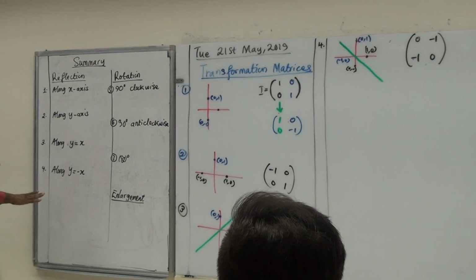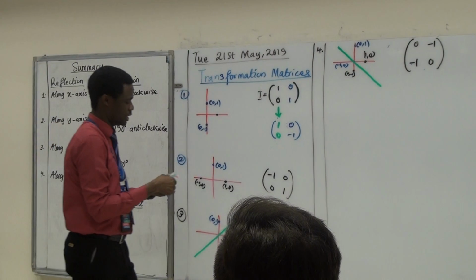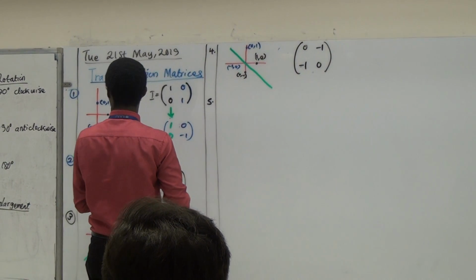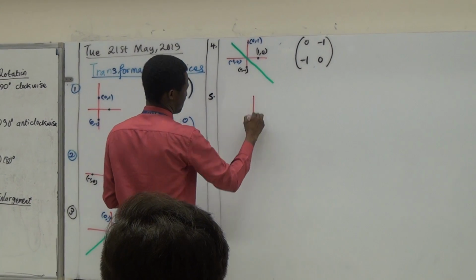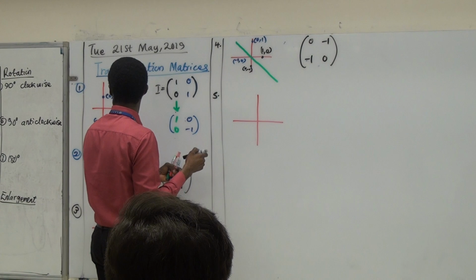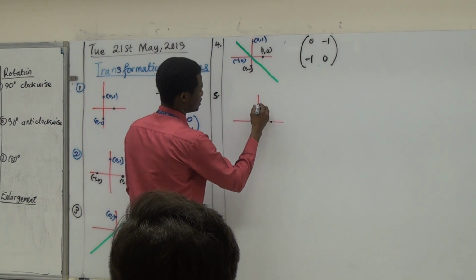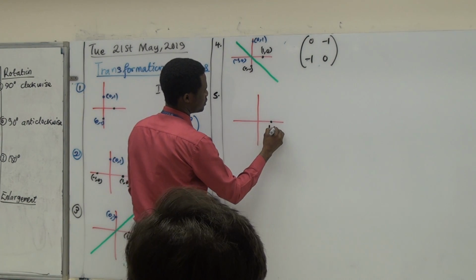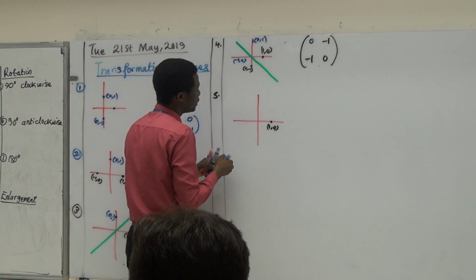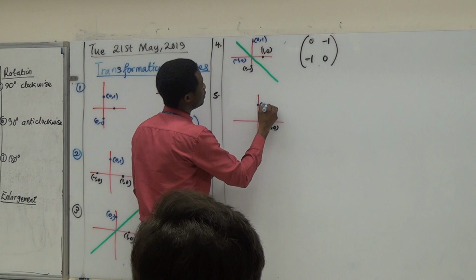Okay? That's all about the reflection. Now let's look at rotation in a similar way. For rotation, we still have 2 points. The first point is here. The first point is 1, 0 again. And the second point is 0, 1.